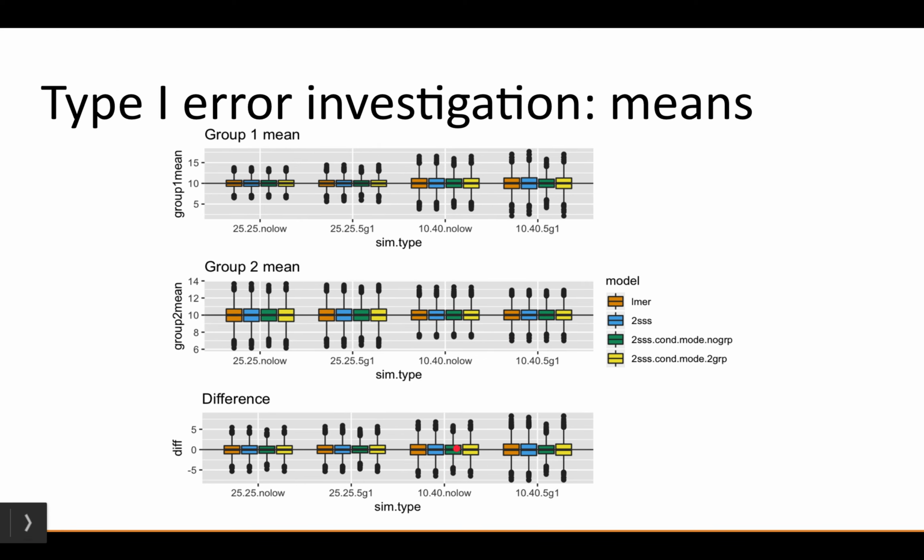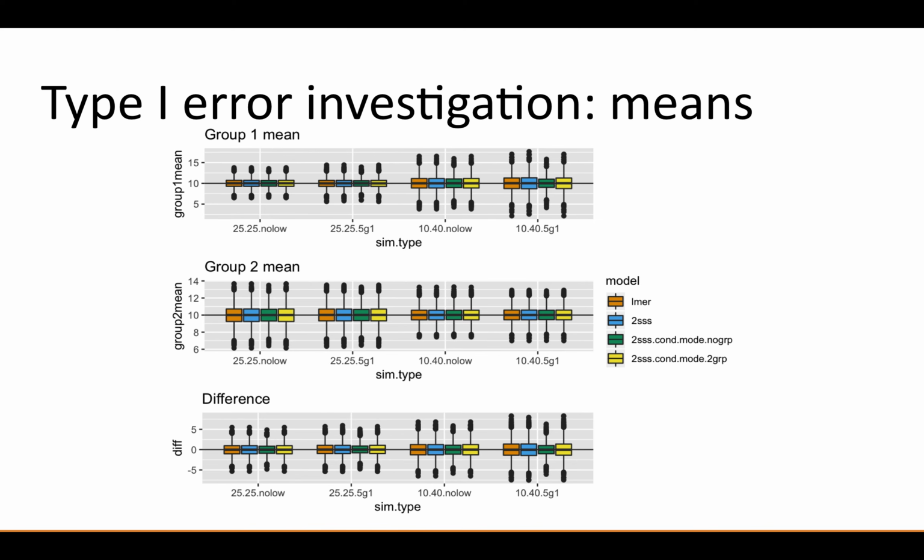And then in the group difference, you can see that spread is a little bit lower across the board. It's just more emphasized in the scenarios where the patient group is smaller and there's more missing data in the patient group.